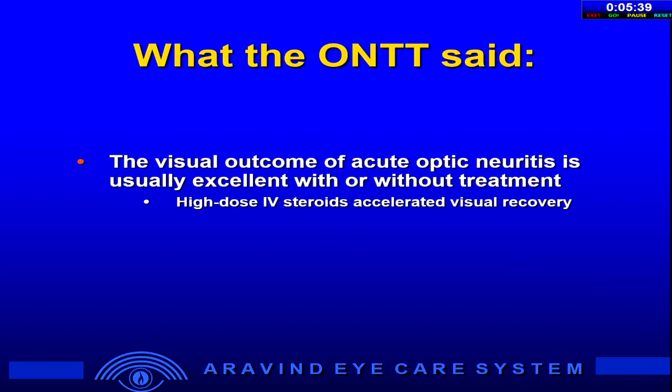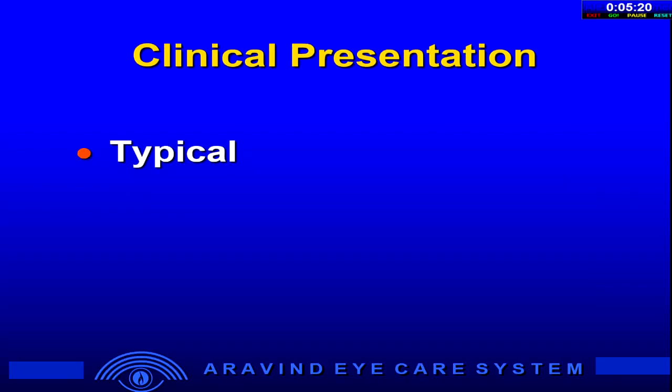The original optic neuritis treatment trial, which was conducted 25 years back, said that the visual outcome of acute optic neuritis is usually excellent with or without treatment. High-dose IV steroids accelerated the visual recovery but did not affect the final outcome. But there have been many modifications since then, and we no longer have to follow the typical optic neuritis treatment trial; we need to understand what is typical and what is atypical optic neuritis.